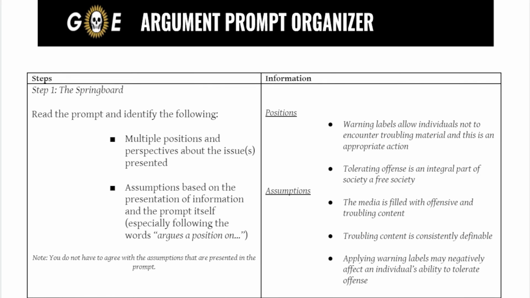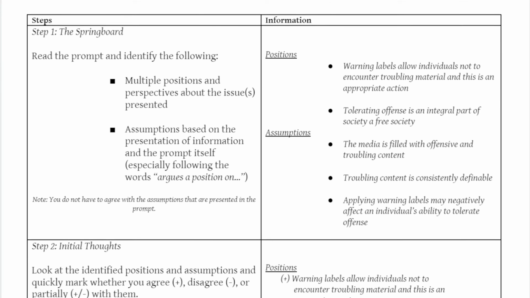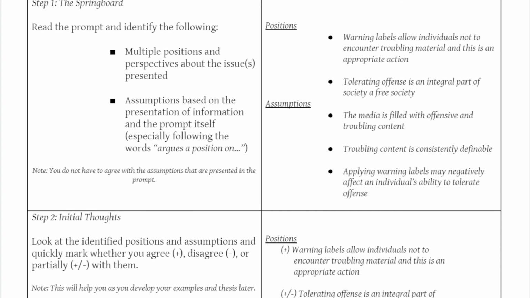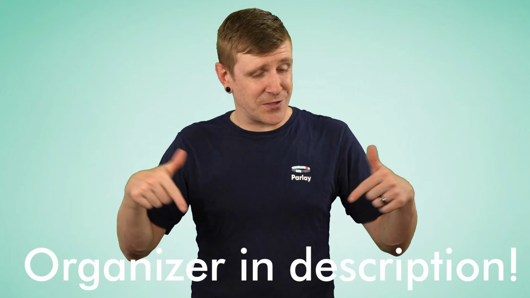So now once you consider the positions and the perspectives and the assumptions if you so choose, you're going to want to put them in the chart, and this is what it will look like. On test day, you can just make quick notes about these things on the white space underneath your argument prompt. But if you're just trying this out, you should really have a nice organizer to fill in.